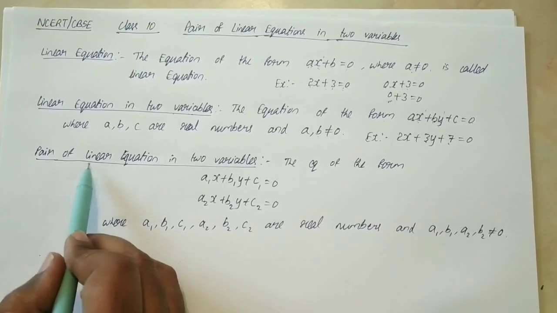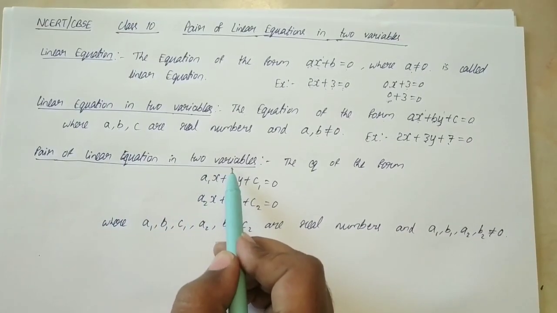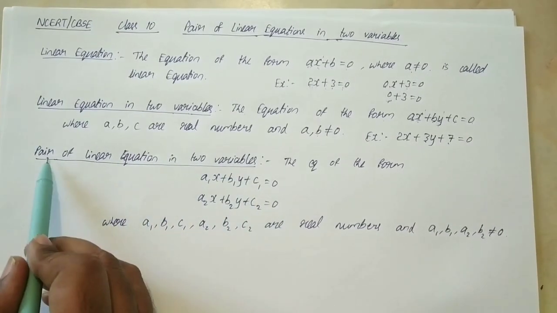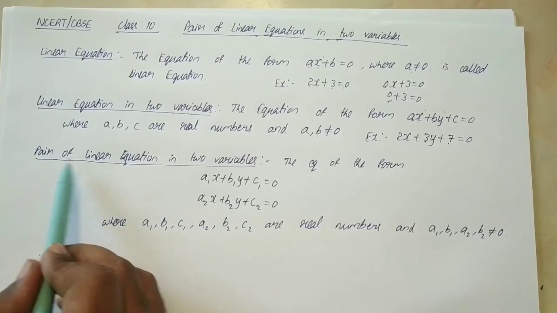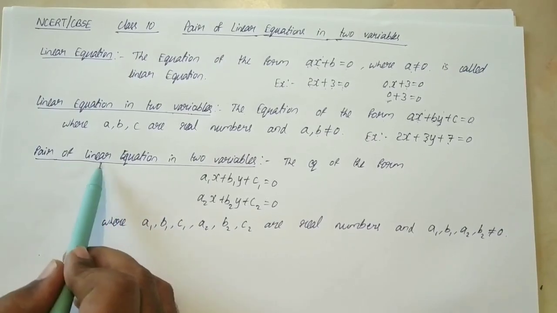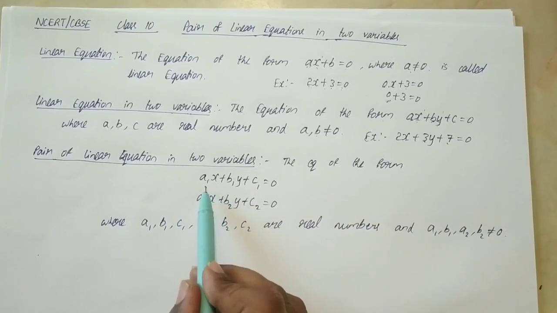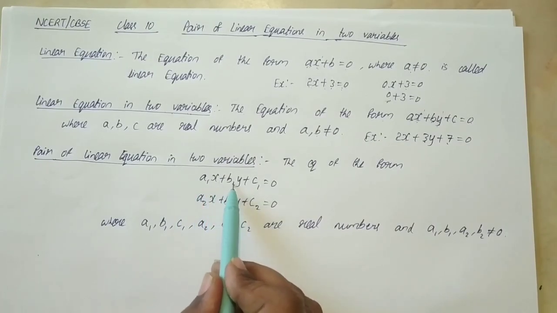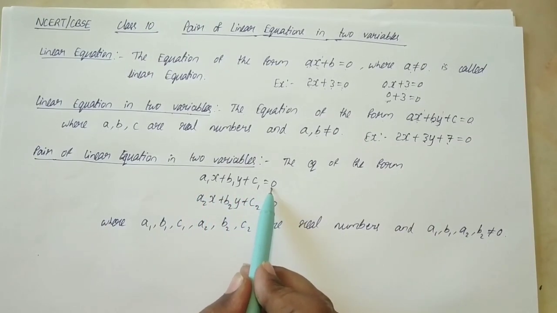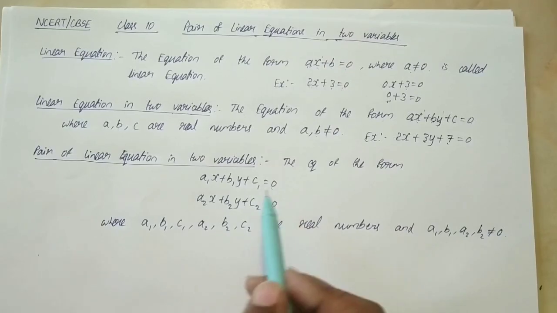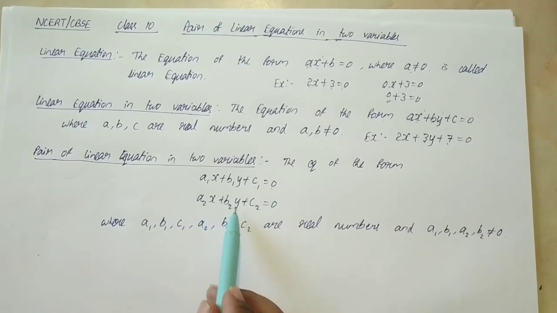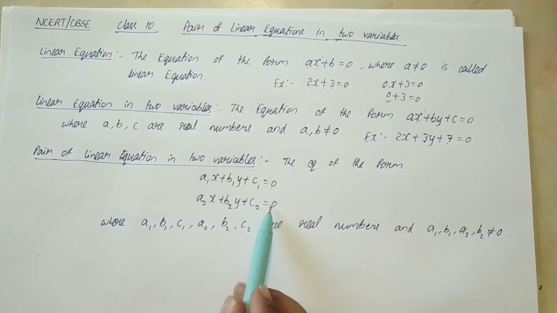Next, pair of linear equations in two variables. Pair means 2, right? We are talking about linear equations, so a pair of linear equations means two linear equations. It's the equation of the form a1x plus b1y plus c1 is equal to 0. This is the standard form of the first equation, and a2x plus b2y plus c2 is equal to 0. This is the standard form of one more equation.